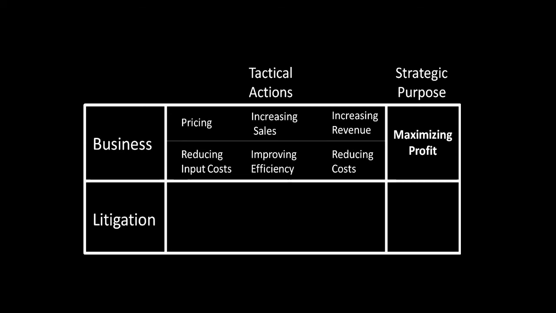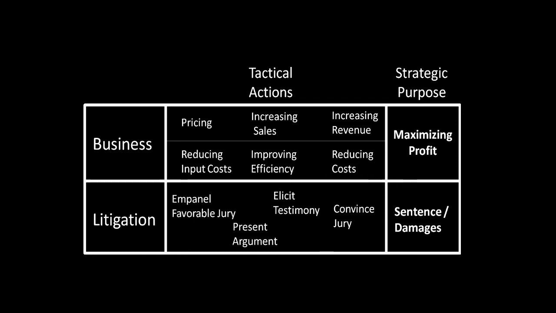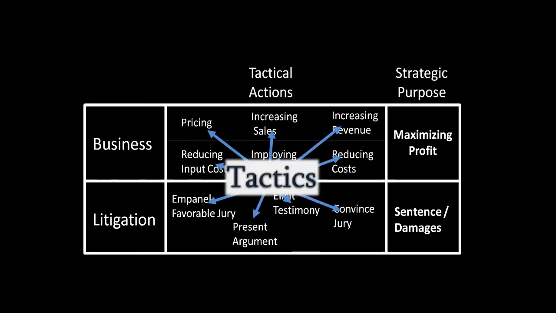In litigation, the overall aim, the strategic goal, is generally to achieve or avoid a lengthy sentence or money damages. Generally, this involves having a jury see things your way. To achieve this, you want to impanel a favorable jury, make argument, and get witnesses to say things that help you. We can see on this chart that tactics are pretty specific to their field. You need to understand business to do things like pricing and supply chain management. And you probably need to know something about trial procedure and the rules of evidence if you hope to get the right information in front of a jury.